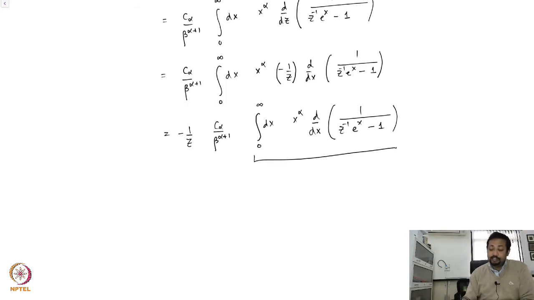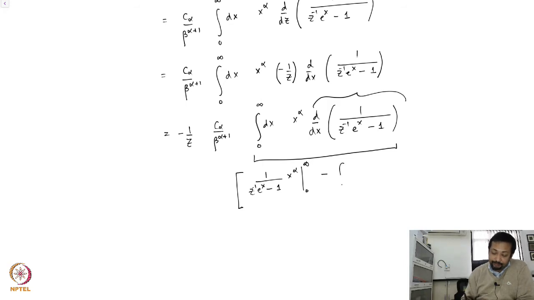Now we are familiar with such integrals. We have done it several times in the past, and the trick is to integrate by parts, taking this as the first function. If I take this as the first function, then it follows that I have 1 over z inverse e to the power x minus 1 x to the power alpha, 0 to infinity, minus 0 to infinity dx. A derivative of this is alpha x to the power alpha minus 1, and then I have z inverse e to the power x minus 1.